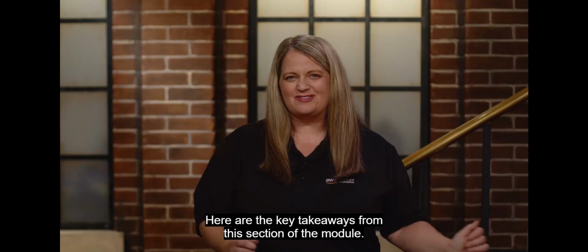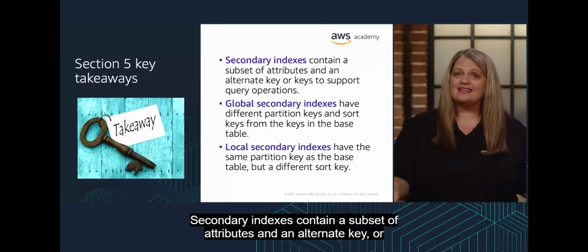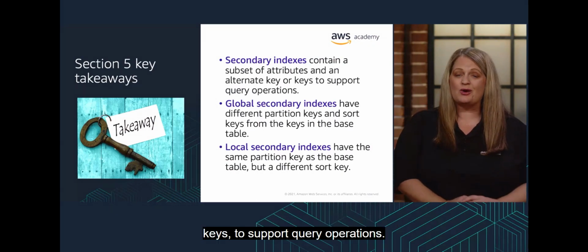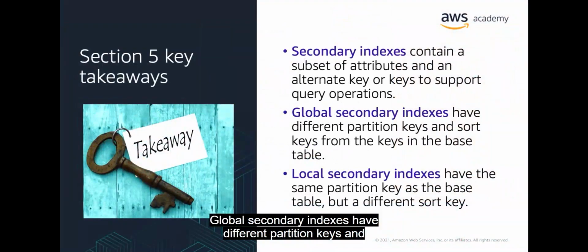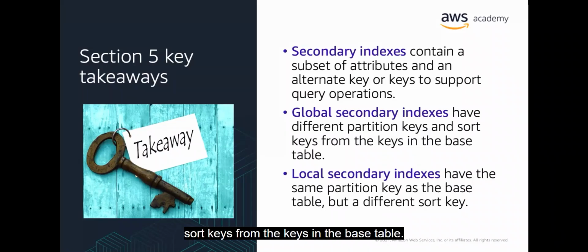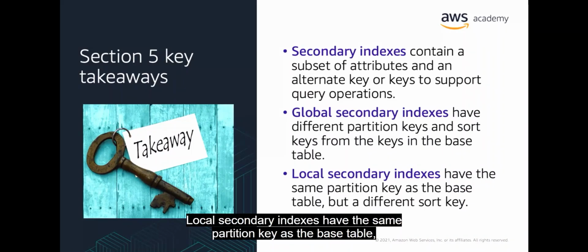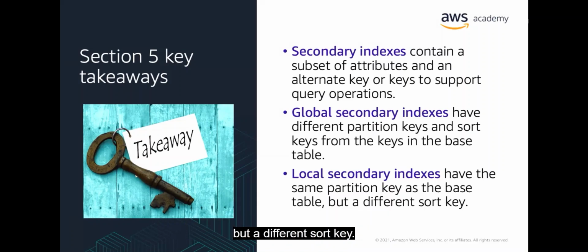Here are the key takeaways from this section of the module. Secondary indexes contain a subset of attributes and an alternate key or keys to support query operations. Global secondary indexes have different partition keys and sort keys from the keys in the base table. Local secondary indexes have the same partition key as the base table, but a different sort key.